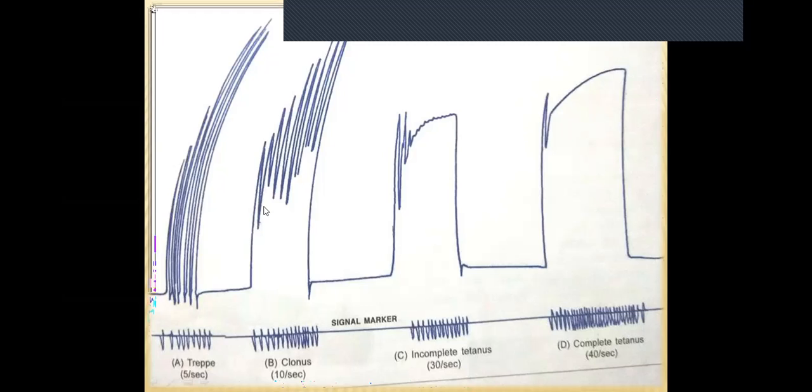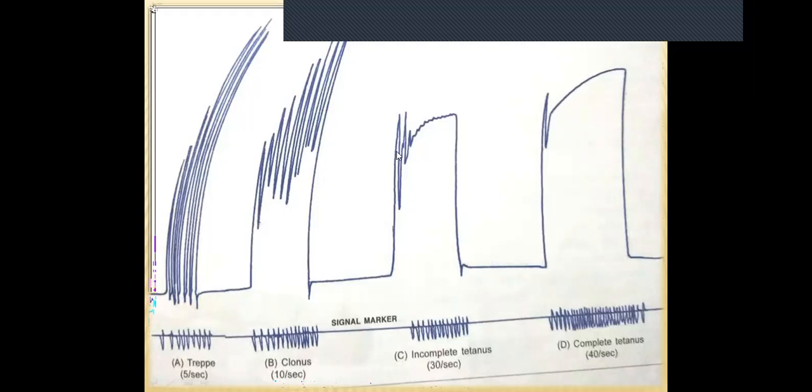This is called Treppe. In clonus, what is happening? The muscles are not completely relaxing. So this also looks similar to the Treppe condition, but in Treppe, muscles relax completely after each stimulus, whereas in clonus, muscles are not completely relaxing. In incomplete tetanus, what is happening? First Treppe takes place, then Treppe results in the clonus condition, then after the clonus condition, the muscle enters into incomplete tetanus. After incomplete tetanus, finally the muscle enters into complete tetanus.